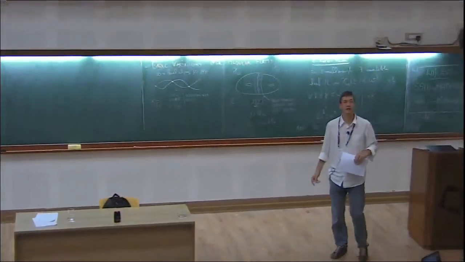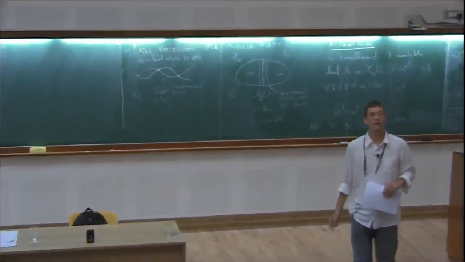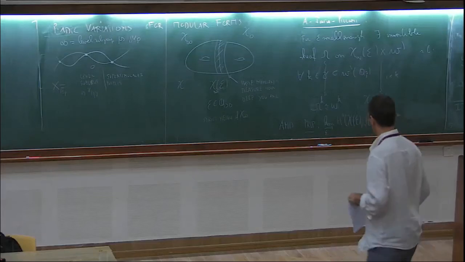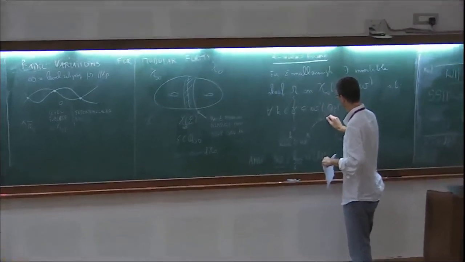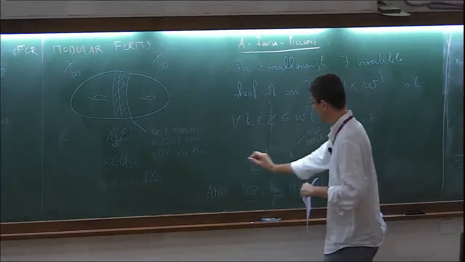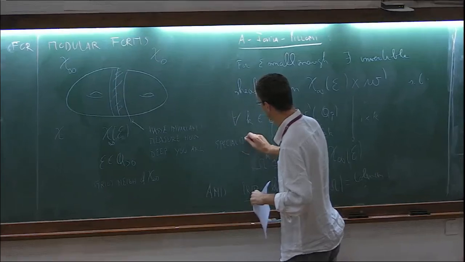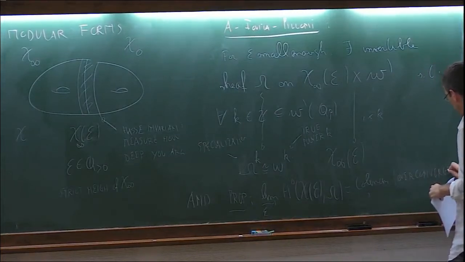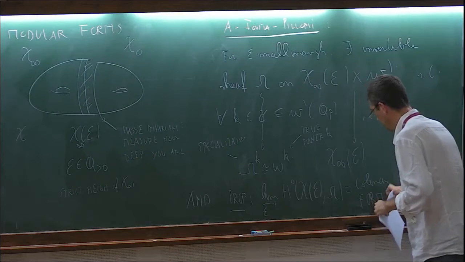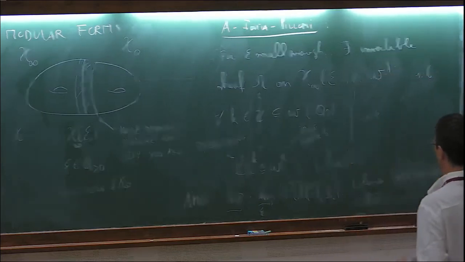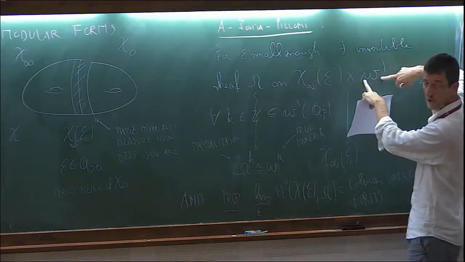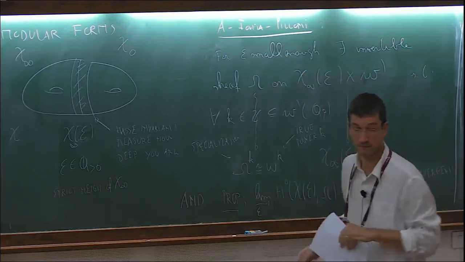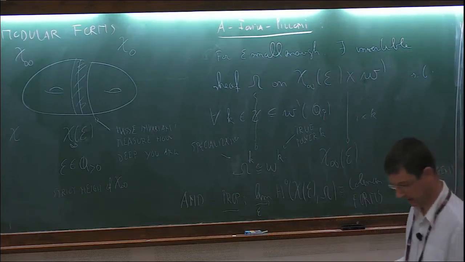Sorry? It's the specialization. Yes, it's a power, yes. That's the true power. And this is the specialization. This is Coleman overconvergent. So, the more you enlarge your W prime, the smaller you have to take your epsilon. Yes, yes, absolutely. But then you have to shrink epsilon more and more.